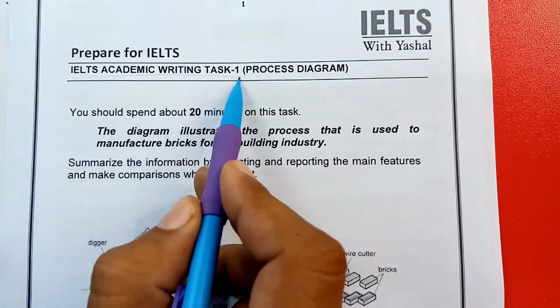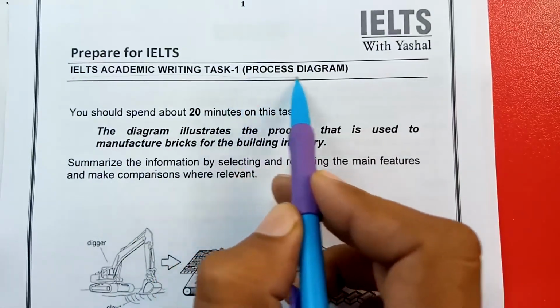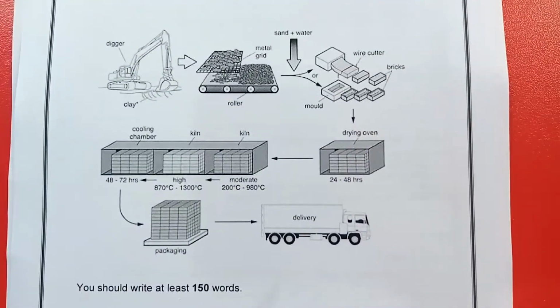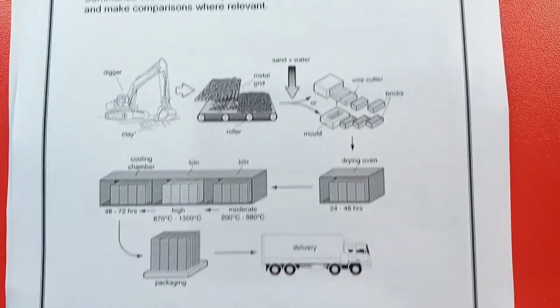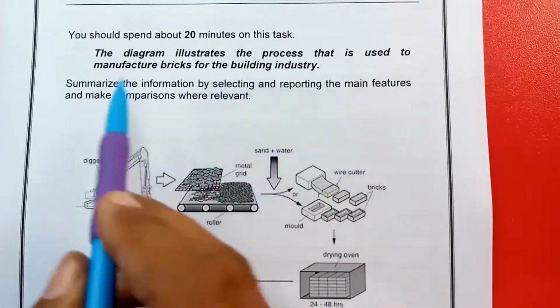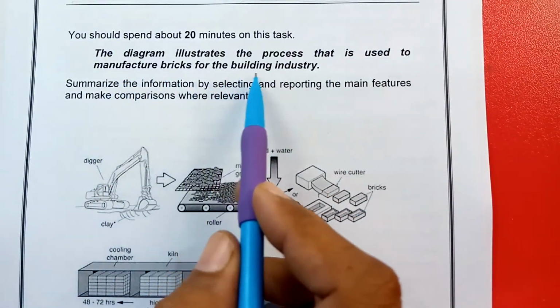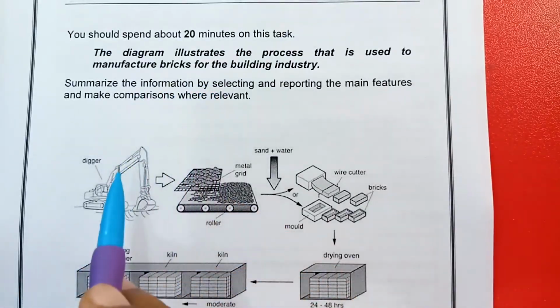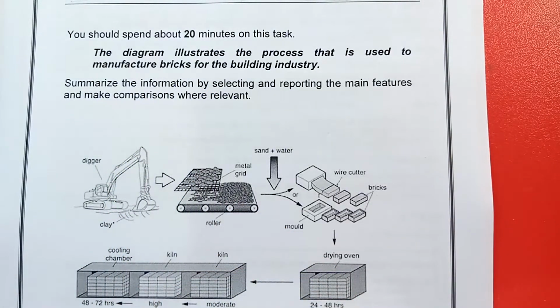Today we are going to do IELTS academic writing task one, and it's a process diagram. Whenever you are given a process diagram like this, the diagram illustrates the process that is used to manufacture the bricks for the building industry. We are going to make the bricks. In this diagram we are going to illustrate the process, how the bricks are being made.